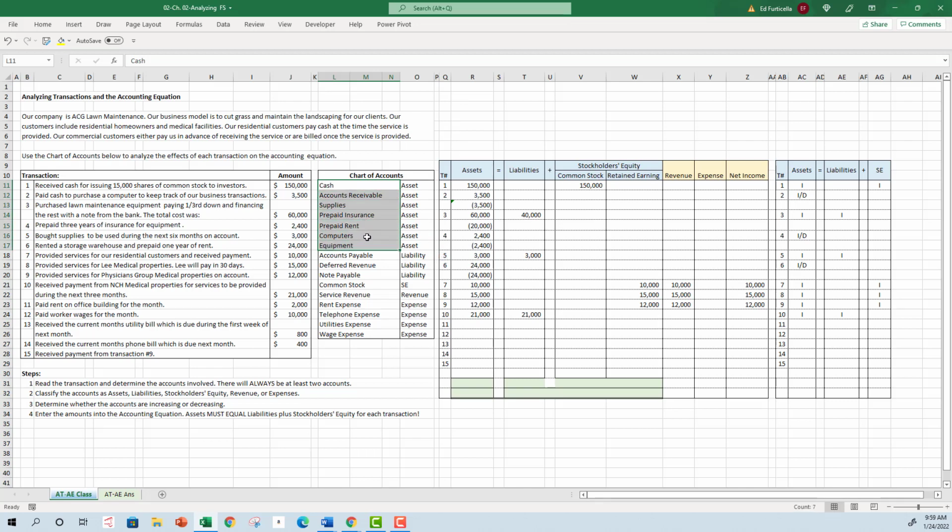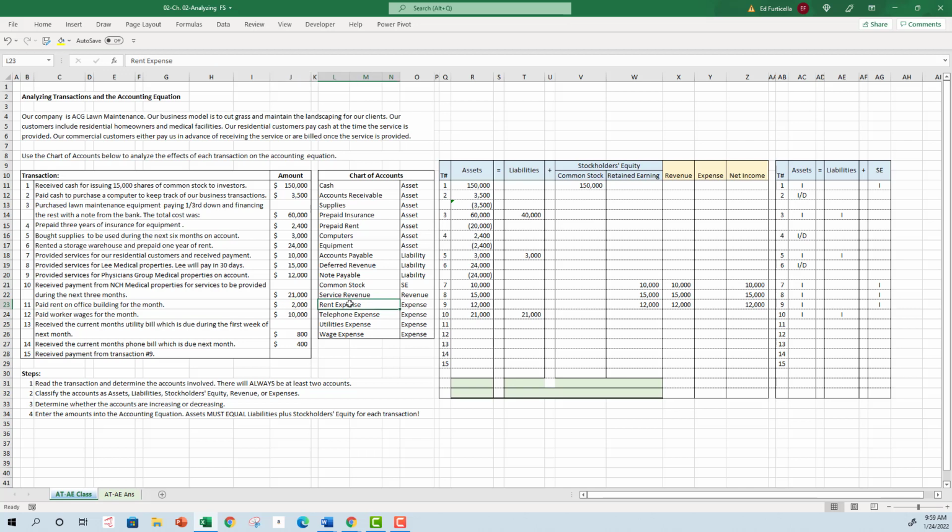Expenses, on the other hand, represent expenditures that have taken place during the operations of our business that benefit only the current accounting period. They don't provide a benefit beyond the current accounting period in which they were incurred. Transaction 11 says paid rent on office building for the month, $2,000. The two accounts involved are rent expense and cash.